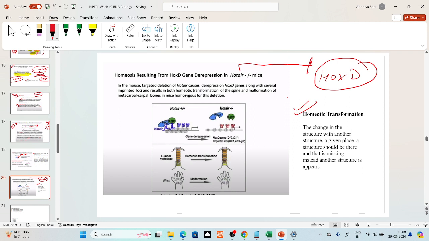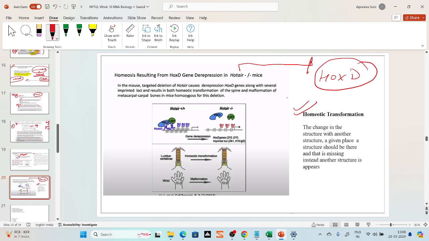Now, because HOTAIR is responsible for the repression of the HOX-D gene, if HOTAIR is mutated or knocked out, then there is no repression of the HOX-D gene. That means within the HOX-C cluster, HOX-C is also getting expressed and HOX-D is also getting expressed. And this leads to homeotic transformation and malformation. So, what is homeotic transformation? Whatever structure it has to form, it is not forming that structure, it is forming a different structure. You can see how the malformations are taking place.